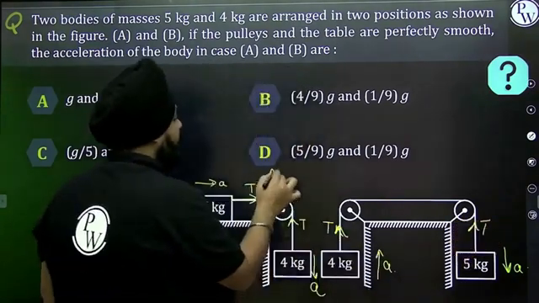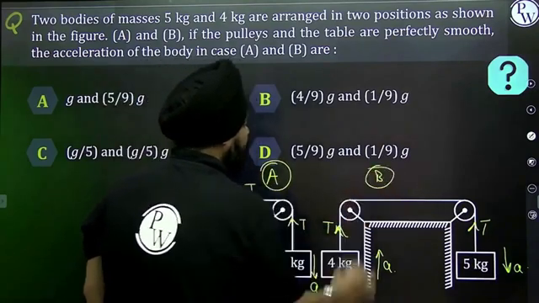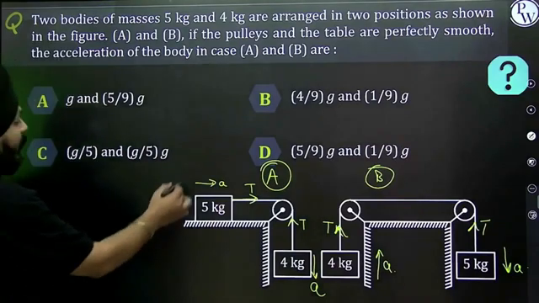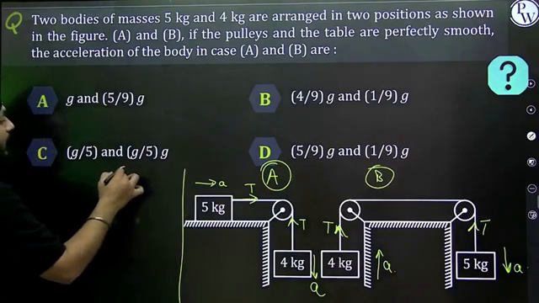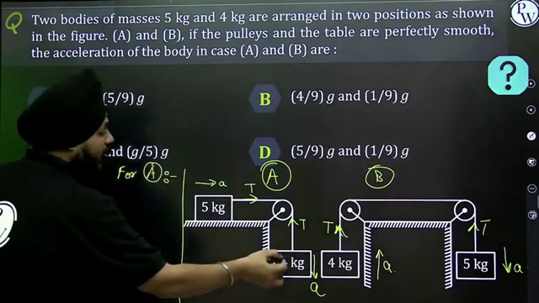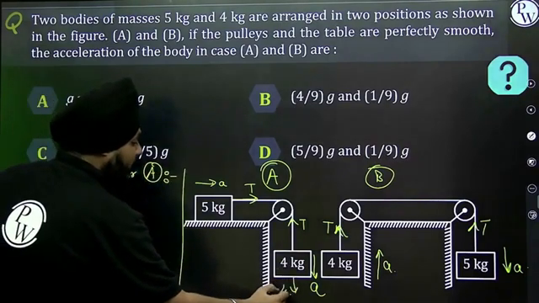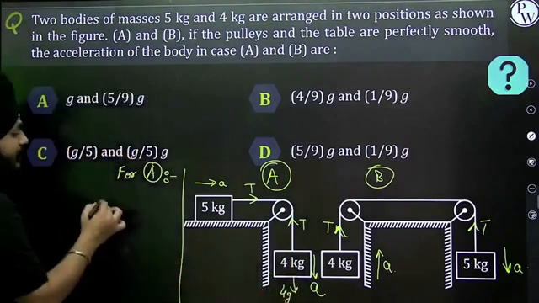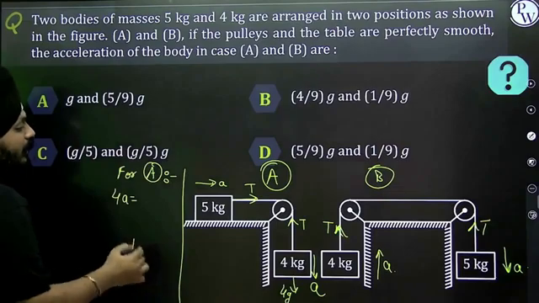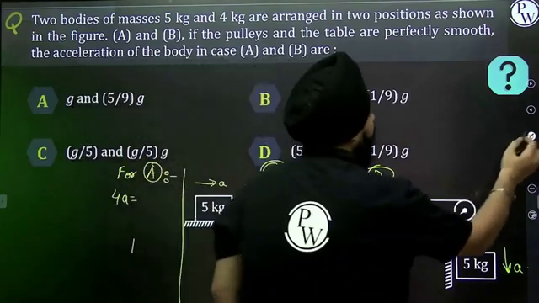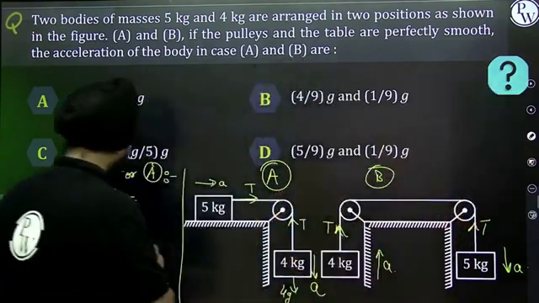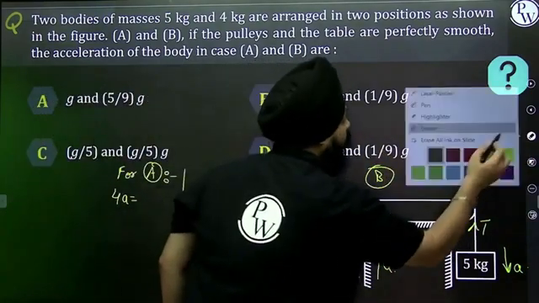Can I consider this as case A and this as case B? Let's write down the equation for case A. For A, can I write down the two equations? Simple: 4g is acting in the downward direction, mass into net acceleration, 4a. In the direction of net acceleration, we have the force of higher magnitude.